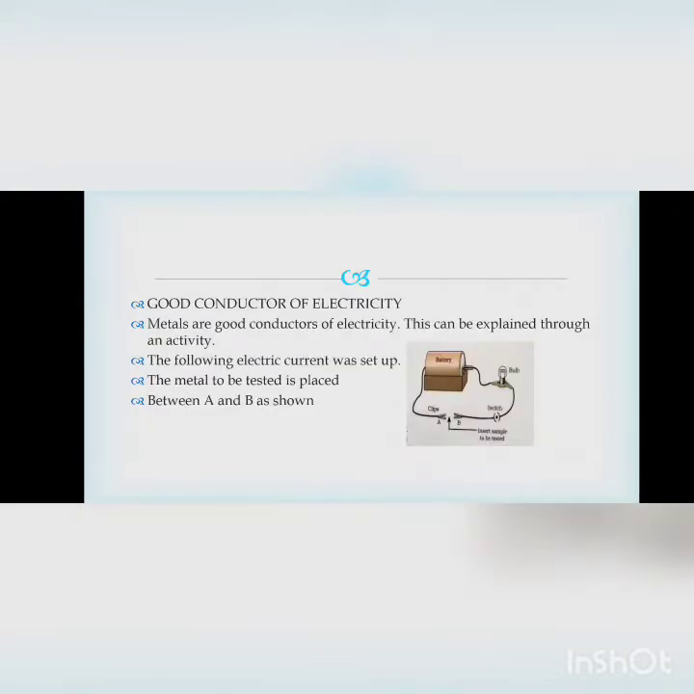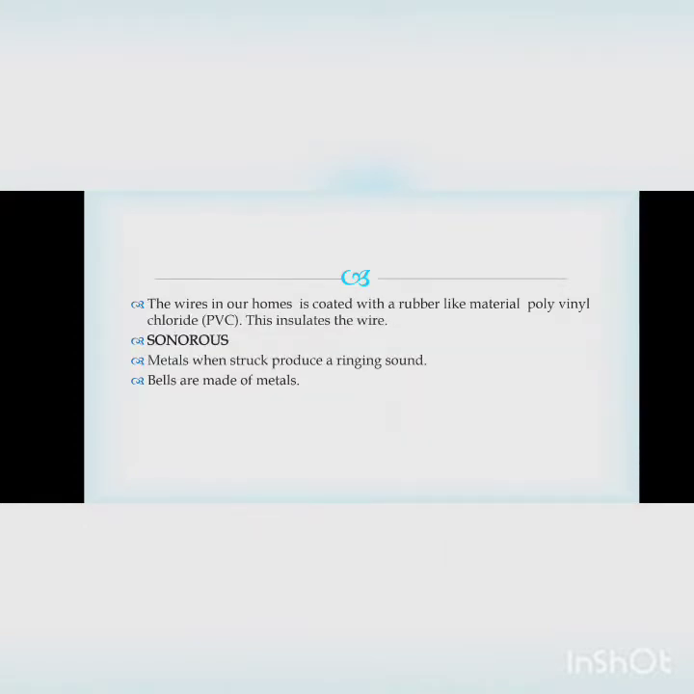Now, conduction of electricity. Metals are good conductors of electricity. This can be explained through an activity in which we need a battery, a bulb, and a key, as well as the free ends which are going to be attached to the wire. The metal to be tested is placed between A and B as shown. The wires in our homes are coated with a rubber-like material known as polyvinyl chloride, PVC. This insulates the wires.